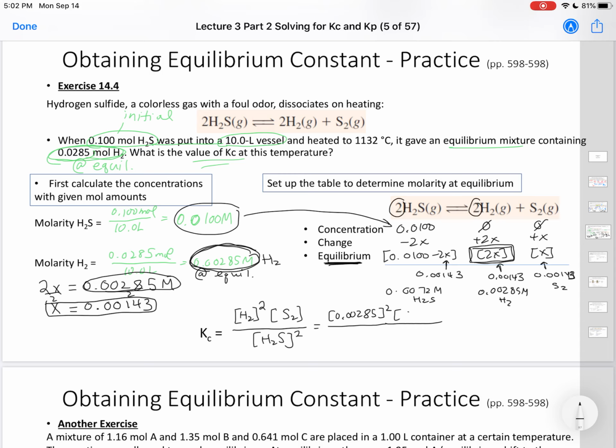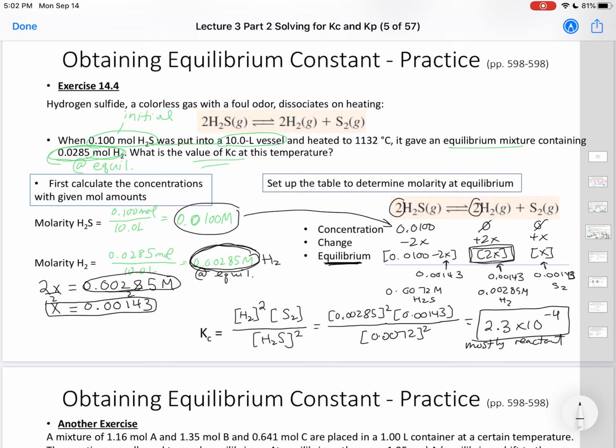0.00285 squared times 0.00143 over 0.0072 squared. Okay, this comes out to 2.3 times 10 to the minus 4. Minus 4 is a very small number, so it is mostly reactant.